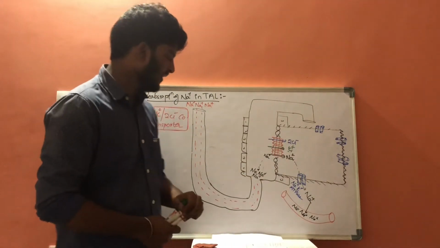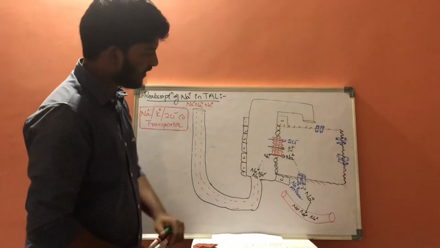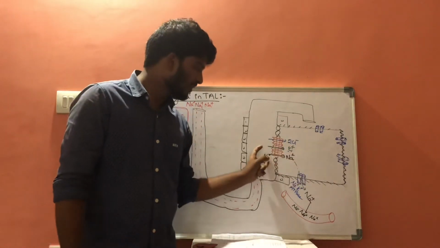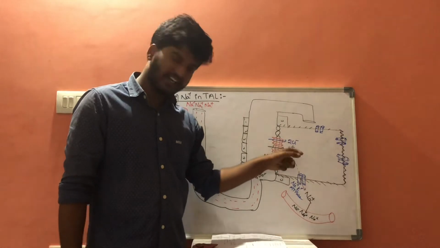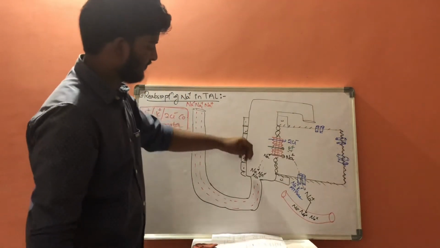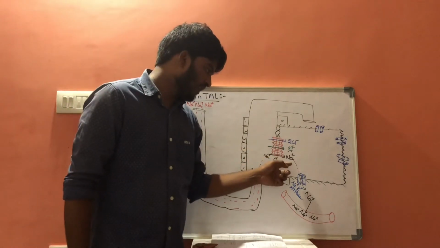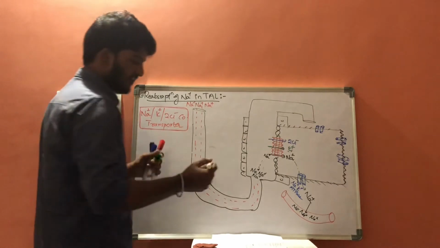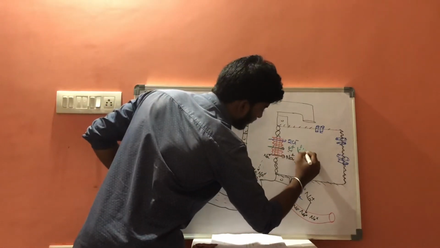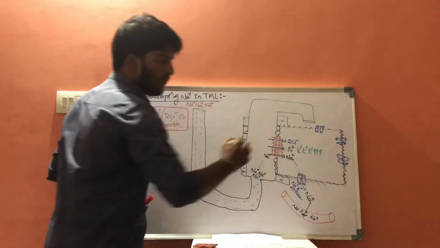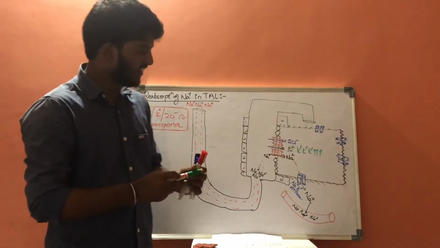But the main problem is the concentration of potassium ions within the cell. As the potassium ions are moving inside the cell, the potassium concentration within the cell will get increased.